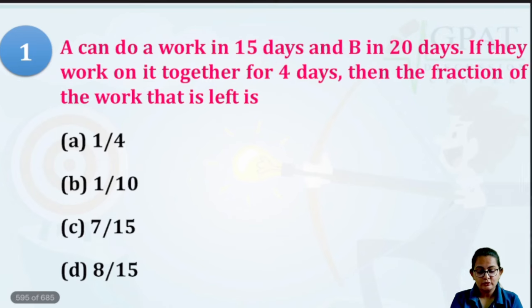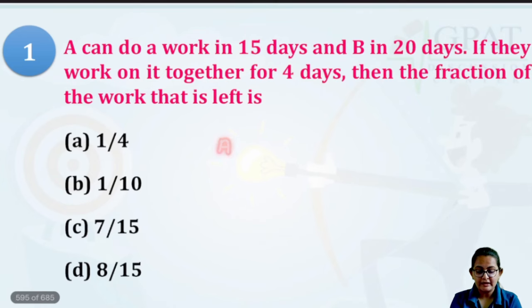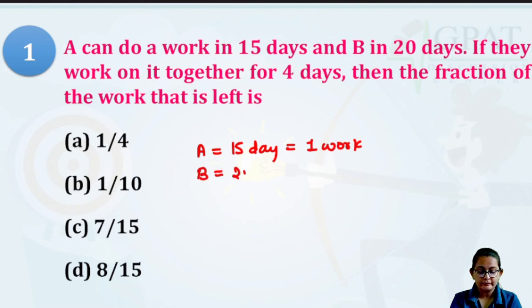So first of all, you have to find how much A can work in 1 day, then how much B can work in 1 day, then if they work together, how much work they can do, and then you can find out the other stuff. If A has to do it, A does a work in 15 days, so one work is done by A in 15 days. Similarly, B does that particular work in 20 days. One work is completed in 20 days.